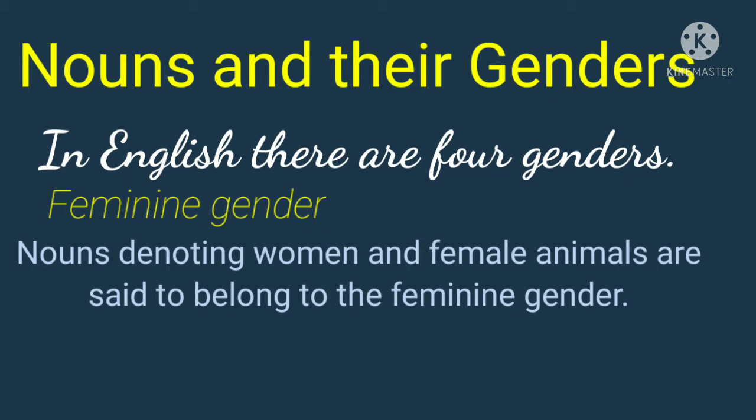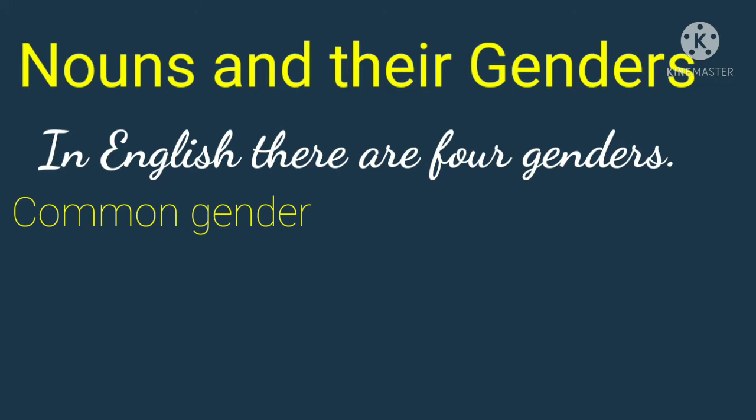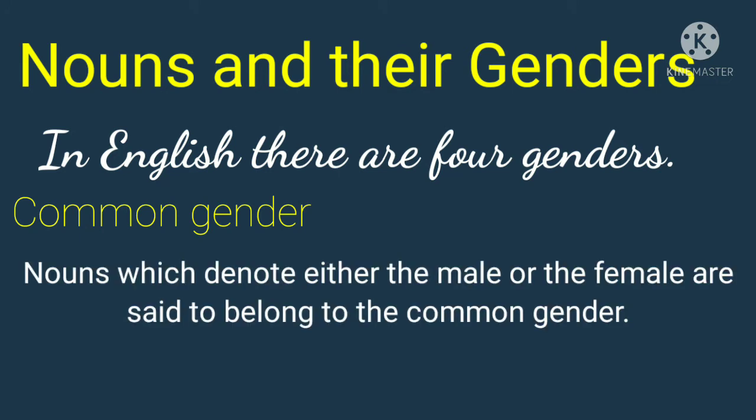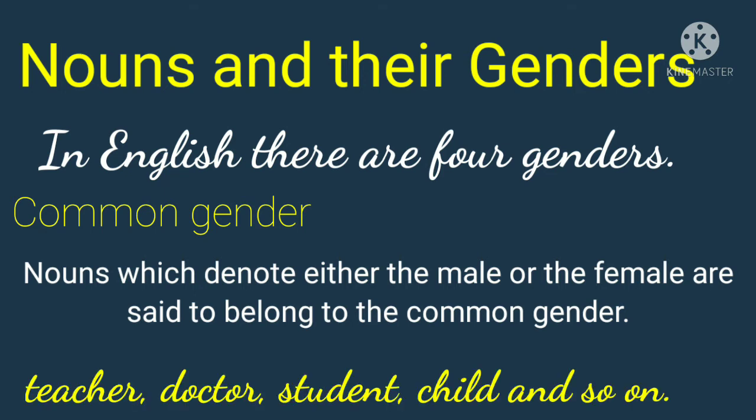Next one, common gender. Nouns which denote either the male or the female are said to belong to the common gender. For example, teacher, doctor, student, child, and so on. The pronouns used are masculine or feminine depending on the actual person referred to.